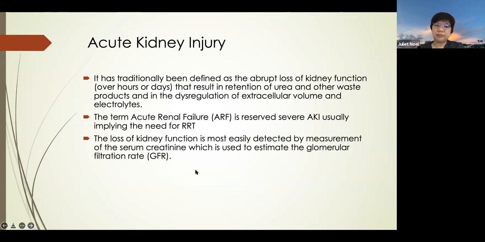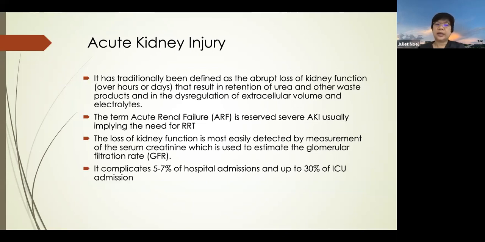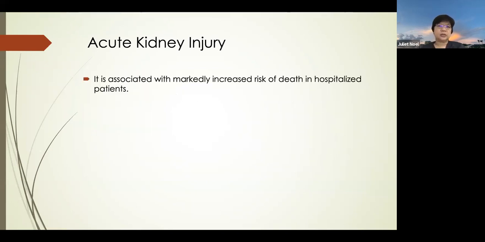The loss of kidney function is most easily detected by measurement of serum creatinine, which is used to estimate the GFR. So with acute kidney injury, sometimes the patient initially would not have any symptoms yet. AKI complicates 5 to 7% of hospital admissions and up to 30% of ICU admissions. This is associated markedly with increased risk of death in hospitalized patients.